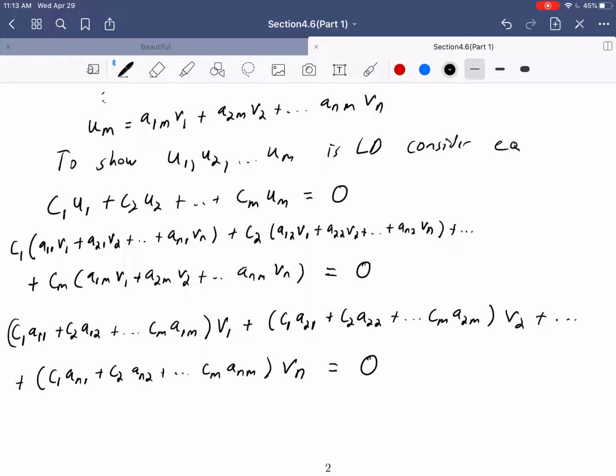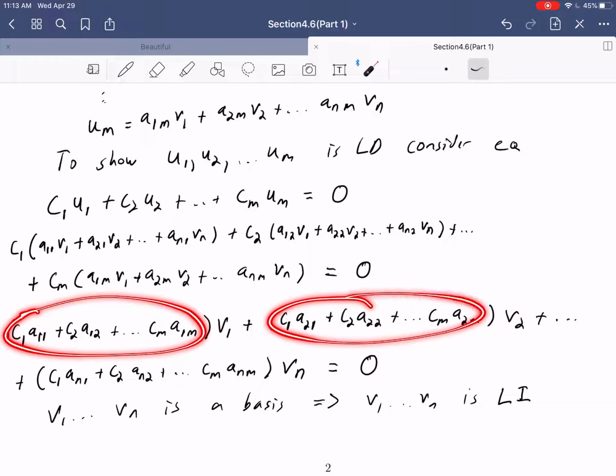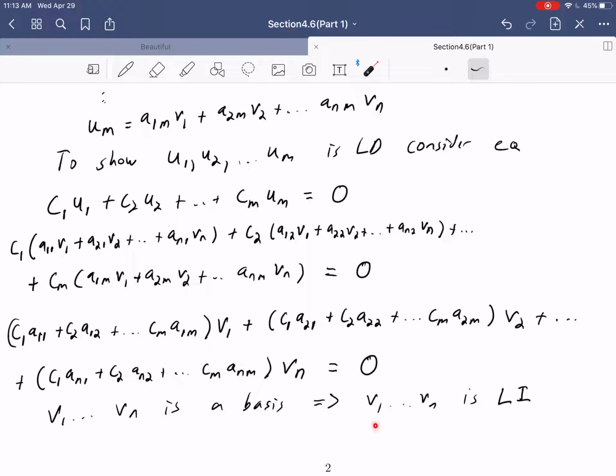Now, if we take a look at this, what we need to recognize is that this is an equation where these constants are multiplied with v1, v2 through vn, and it has to be equal to 0. But remember, v1 through vn is a basis, which implies v1 through vn is linearly independent. Since it is a basis, it must be linearly independent. That means these constants must be 0, because if you're linearly independent, the only solution to this type of equation is that these constants must be 0.